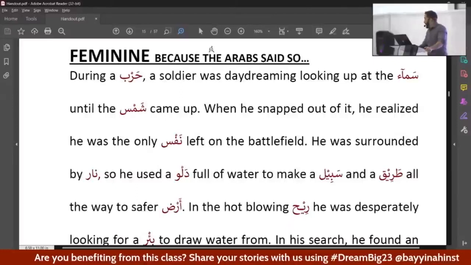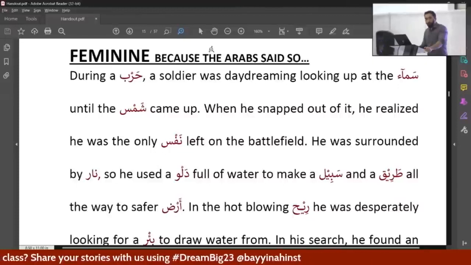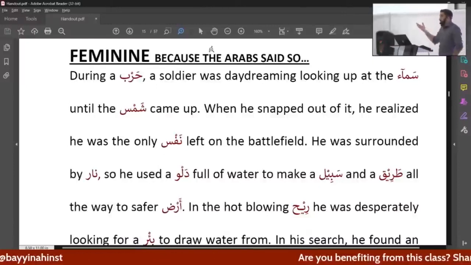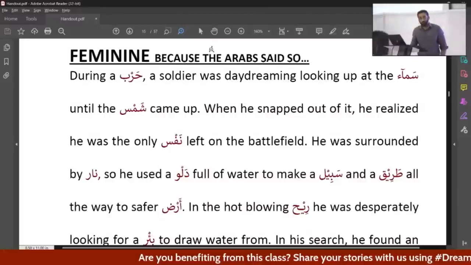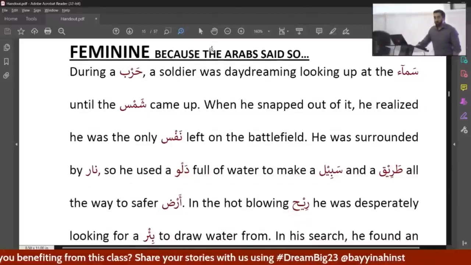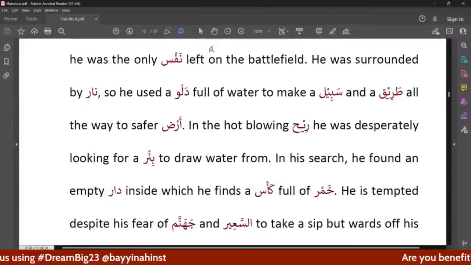When he snapped out of it, he realized he's the only nafs. Nafs means person. Nafs means what? Person. It's feminine. Nafs is feminine. Left on the battlefield. He was surrounded by nar. Feminine. Fire. So he used a dalwun. A dalwun means a bucket. A bucket. Or as it is known in some parts of the world, a balti.